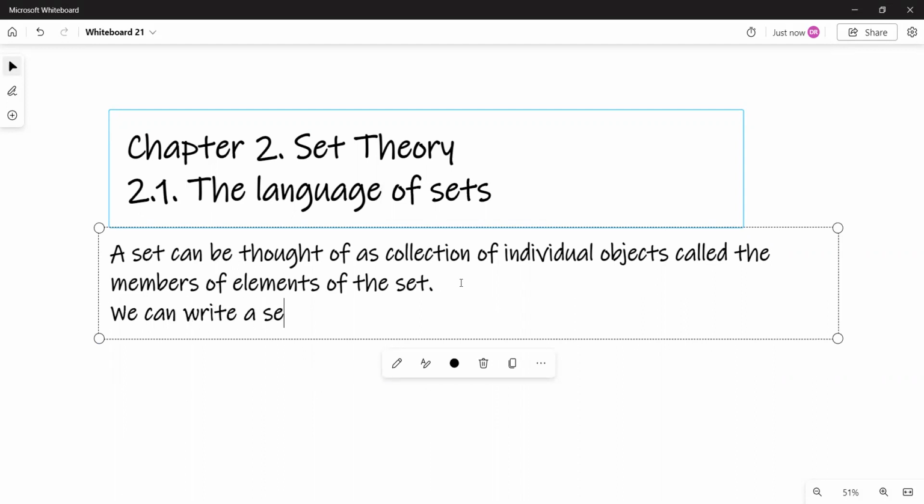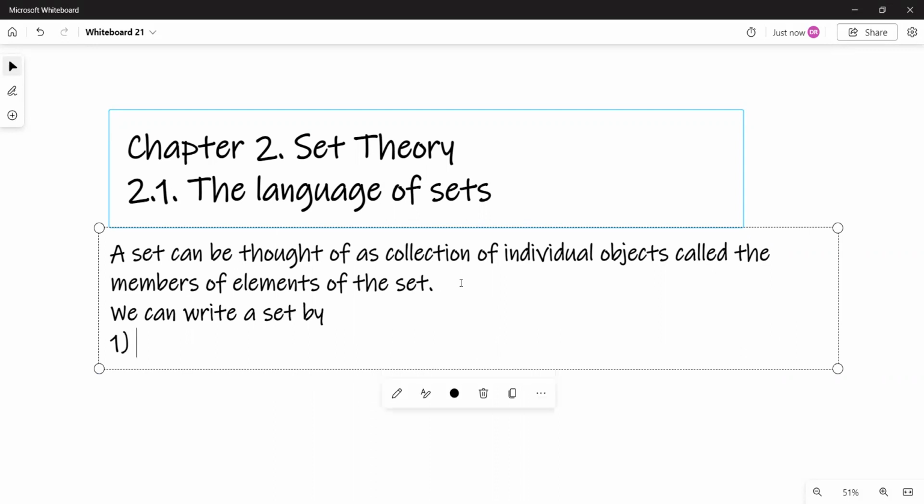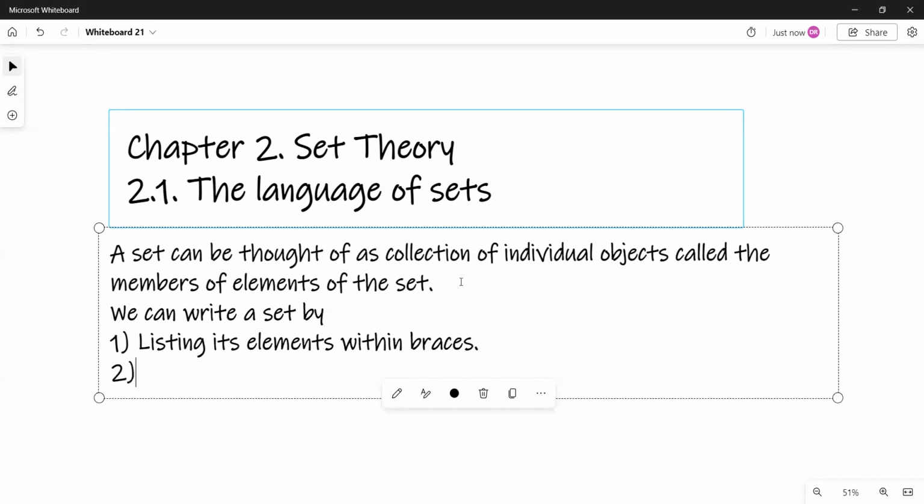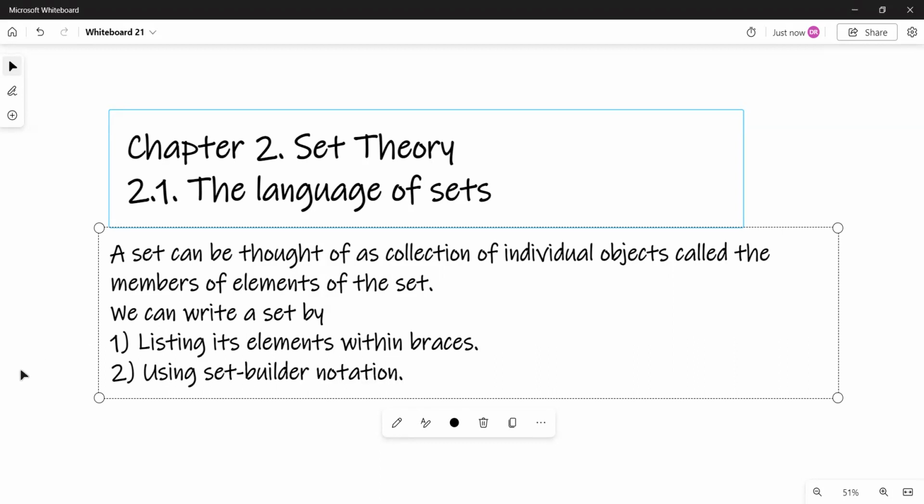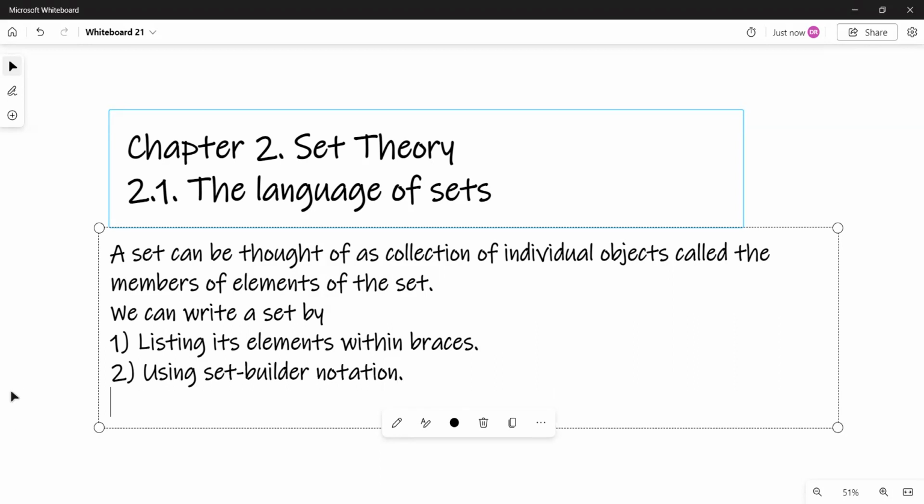We can write a set by either listing its elements within braces, or by using set builder notation. Okay, so let's show a couple of examples of listing the elements of a set within braces.